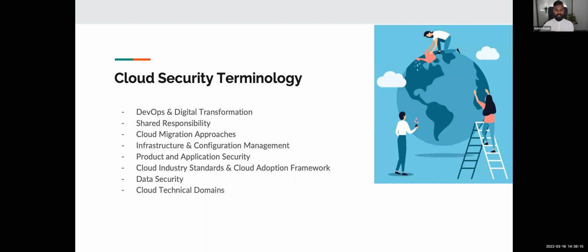Now, shared responsibility also leads me to the part where I use the example of facebook.com on a laptop. How do I make this go into a cloud? I understand shared responsibility now. How do I migrate this onto the cloud? There are multiple ways to do this.